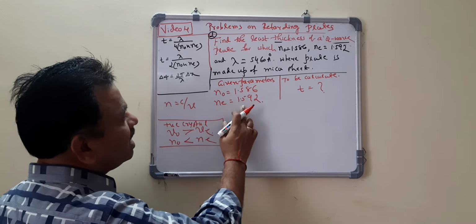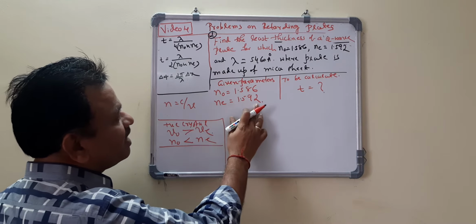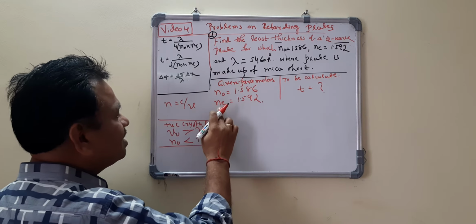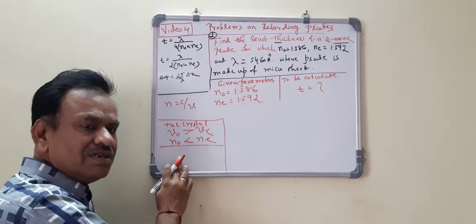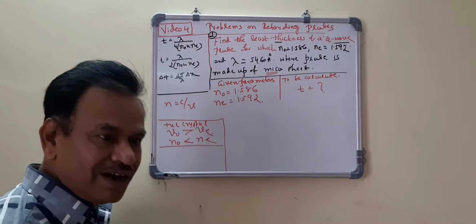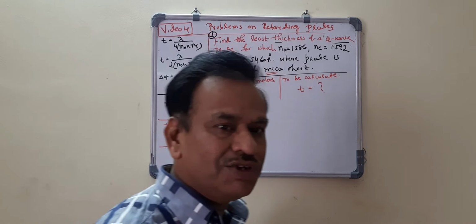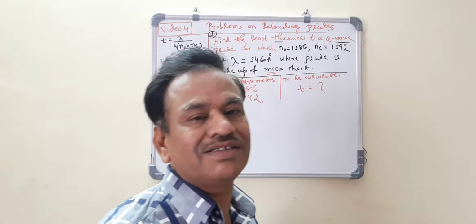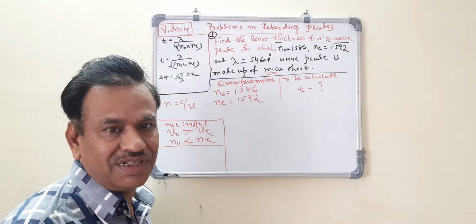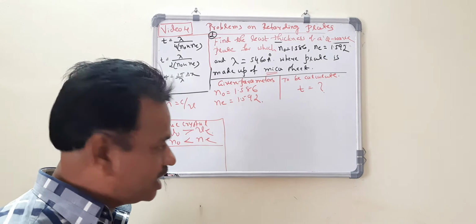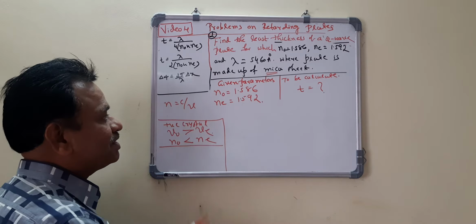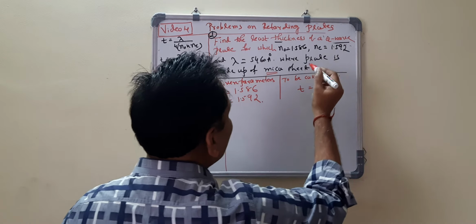Here NE is 1.592, NO is 1.586. Which is greater? NE is greater, so certainly it is a positive crystal. What kind of sheet is taken here? Mica. That means mica comes under positively double refracting crystals, whereas calcite is a negative crystal. Now I want to calculate the thickness.